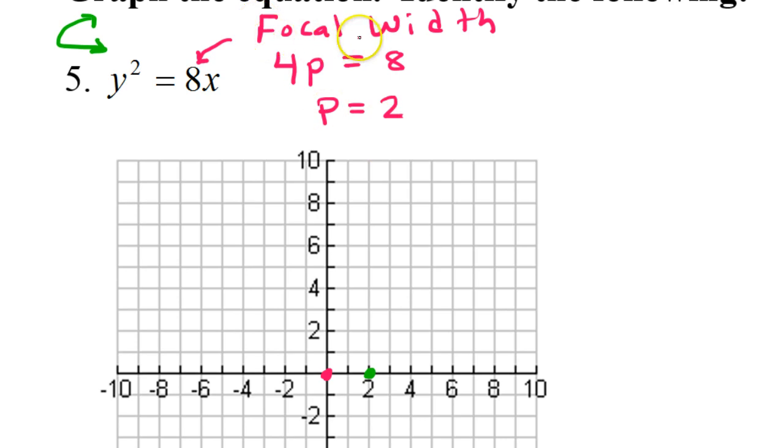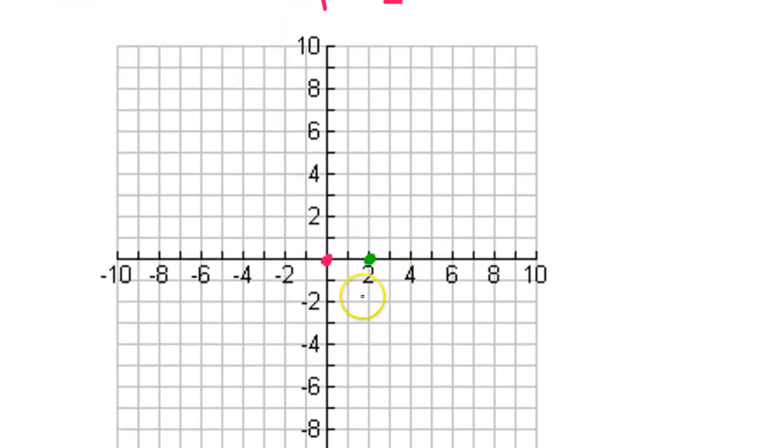I'm going to use my focal width of 8. So I know that at the focus, the parabola has a width of 8. So that's why I'm going to go up 4 and down 4, for a total width of 8. So these 3 points really show me where the parabola is going to be. So I will go ahead and draw my parabola, being careful to hit these 3 points. Okay, I'm hitting the focal width and the vertex.